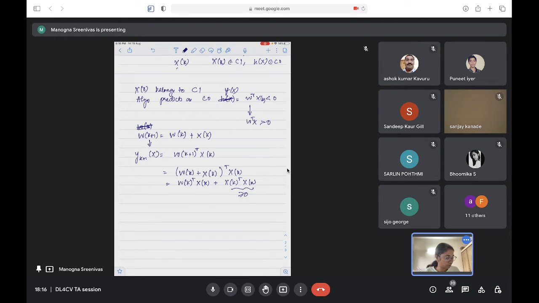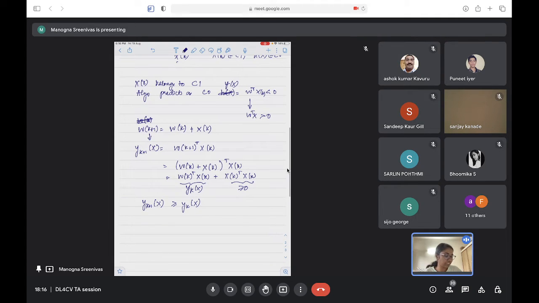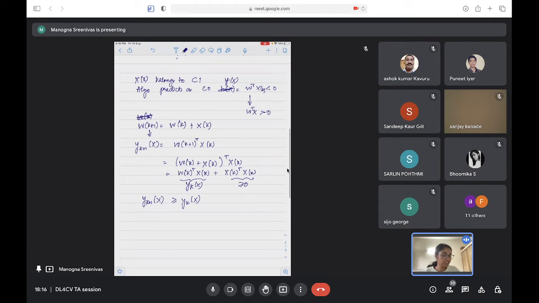So this was my previous prediction, y at k time step of x. So my y at k plus 1 of x is always greater than or equal to y at k of x. That means earlier it was less than 0, and I'm trying to increase that value so that I push it toward crossing 0. So this helps correct that sample x of k here.